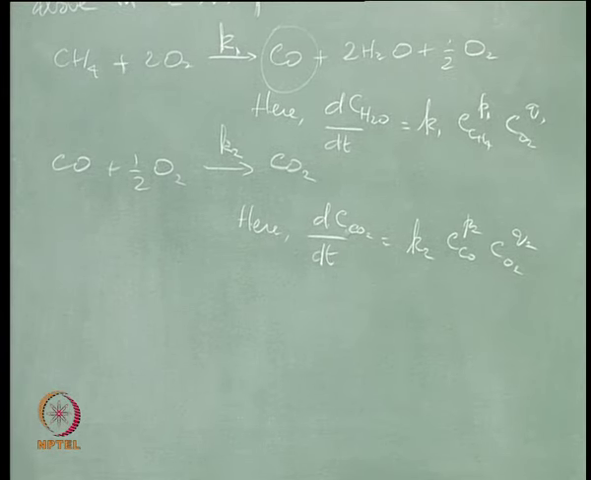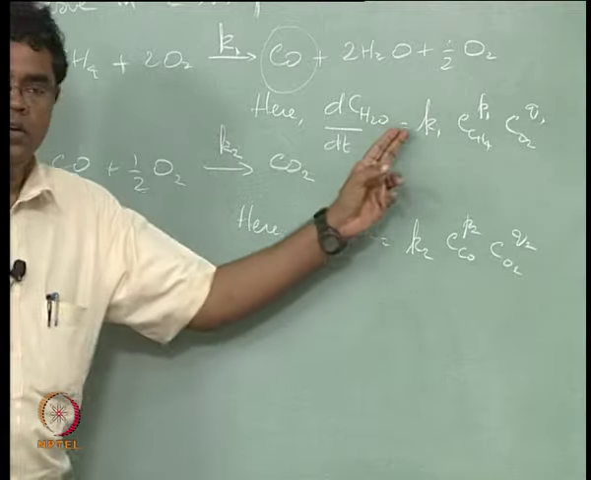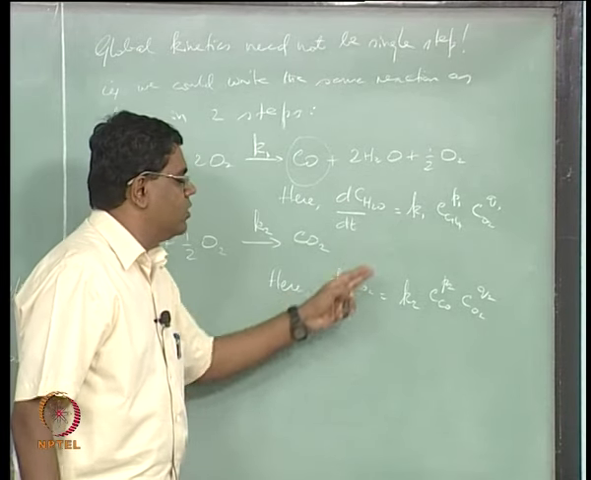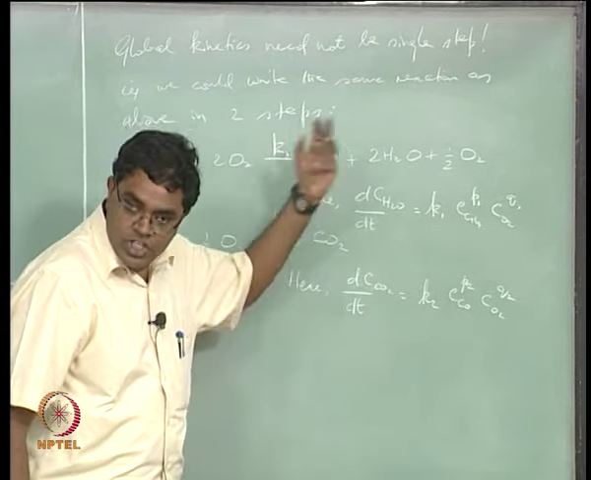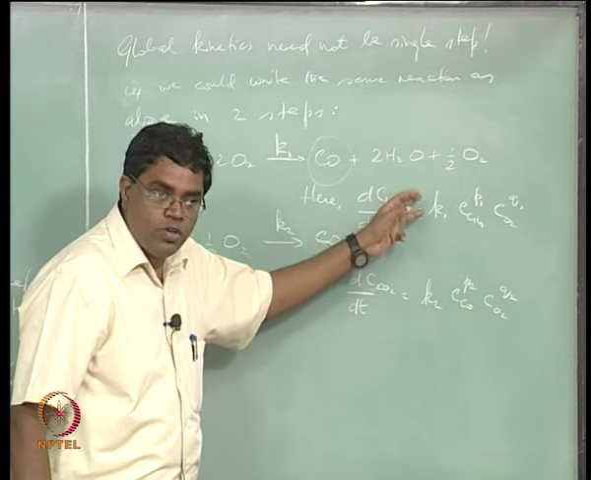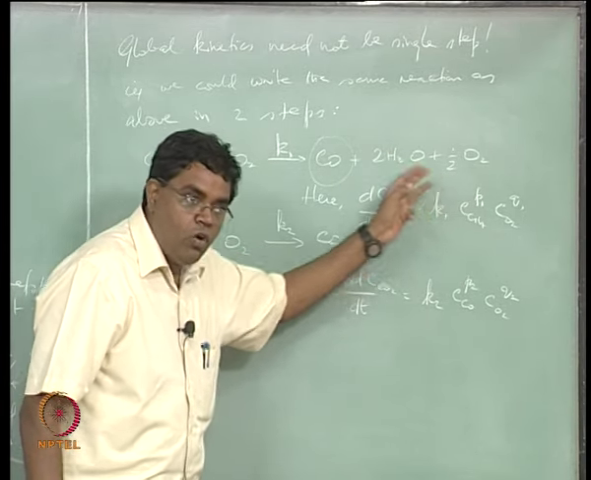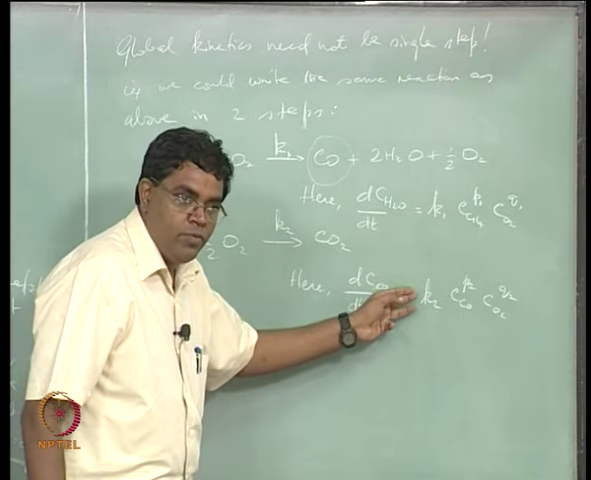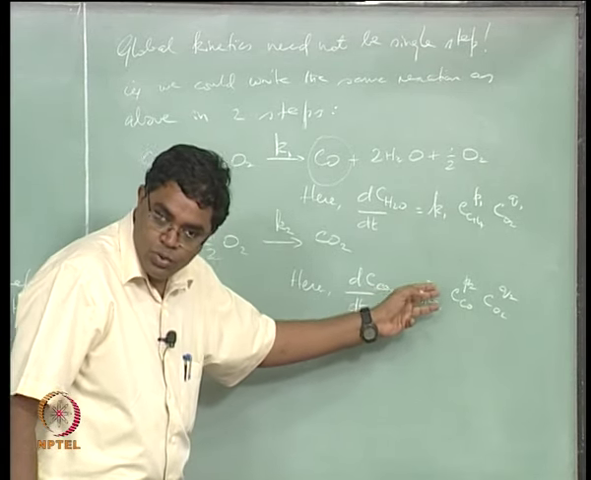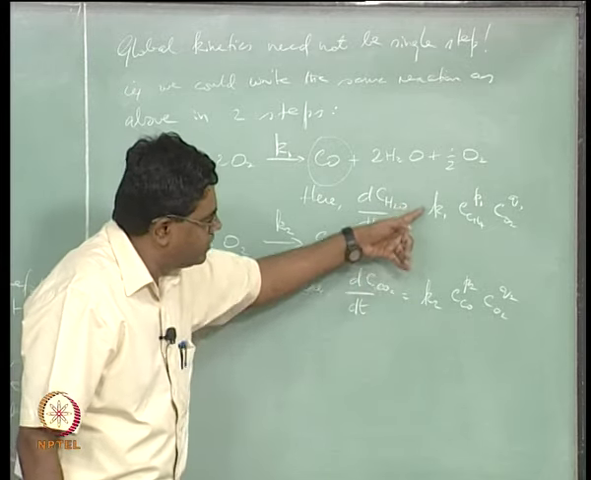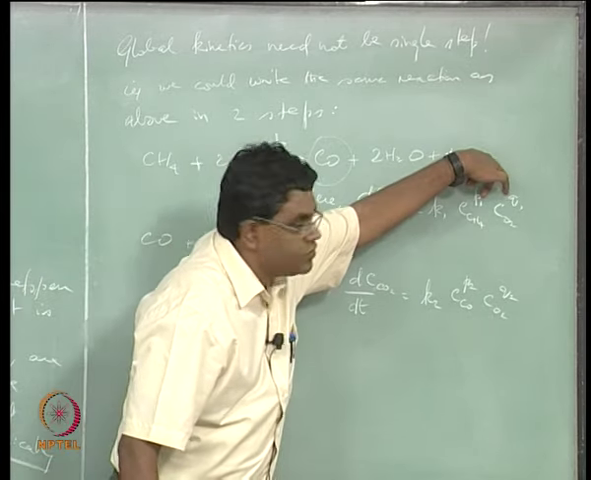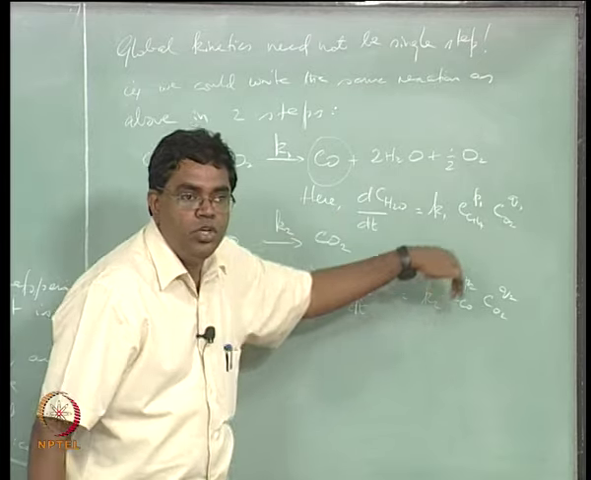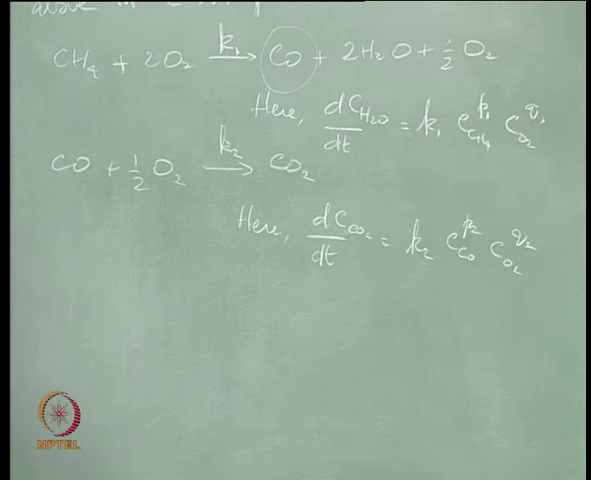And then we will have to empirically find out what is your K1 and K2, which in turn means we have to know what is your A1 and E1, or B1, M1 and E1, A2 and E2, or B2, M2 and E2 for these. These are the kinetic constants, and then you have these P1 and Q1 here, P2 and Q2 here, which all have to be empirically supplied.